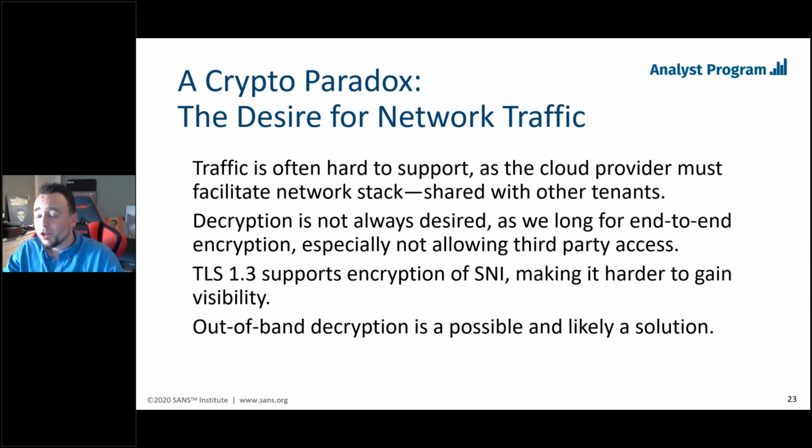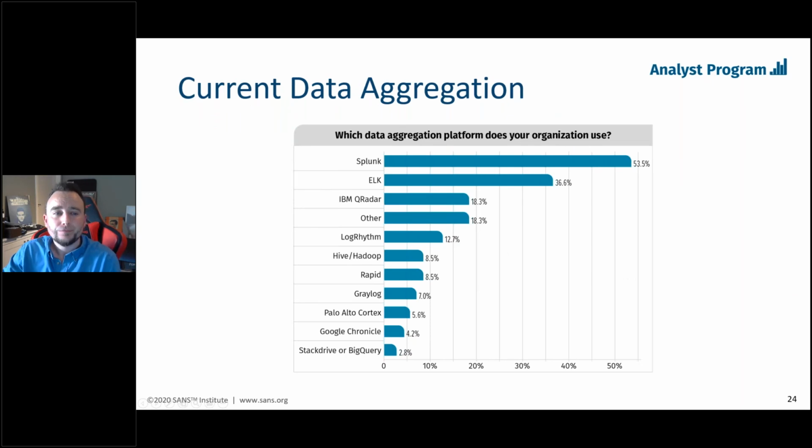And it's just going to get harder for the future where, for example, TLS 1.3 has an encrypted SNI, so you can't see the name of the server that someone is pulling the certificates from anymore. And we lose even more visibility into that encrypted traffic. Out-of-band decryption is a possible and likely solution, and that's worth taking a look into.